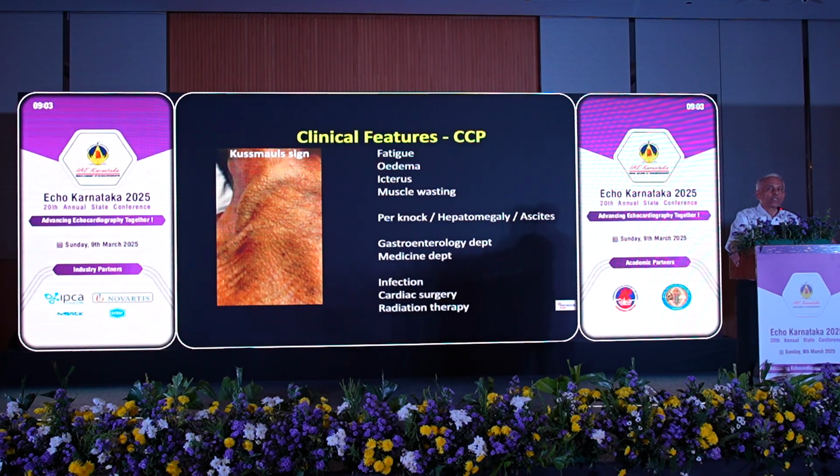Now, coming straight to constrictive pericarditis, the first and foremost is the clinical side of it, and again hammering that same sentence since morning. As soon as you see a patient on the echo bed with a very bulging JVP, the patient is wasted and looks very weak, with a bulging abdomen with a lot of fluid, start thinking, could this be possible constrictive pericarditis? Of course, heart failure also will present like this. Clinically they will have a pericardial knock, hepatomegaly and ascites.